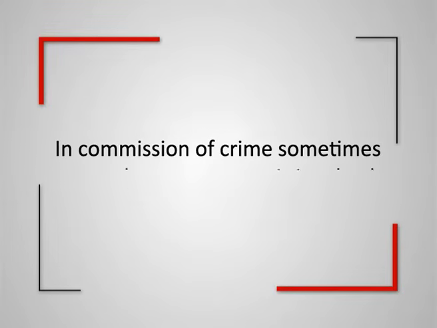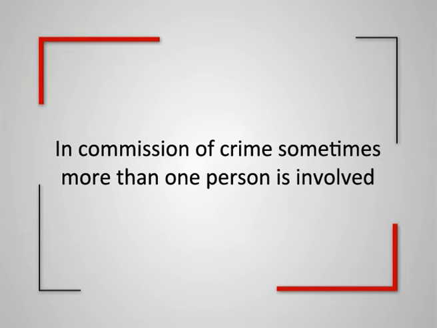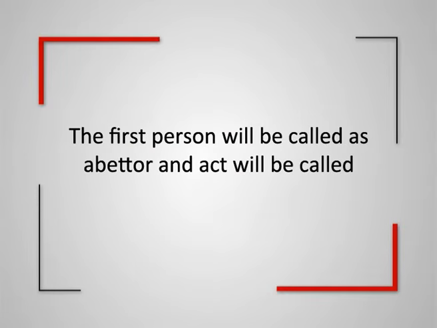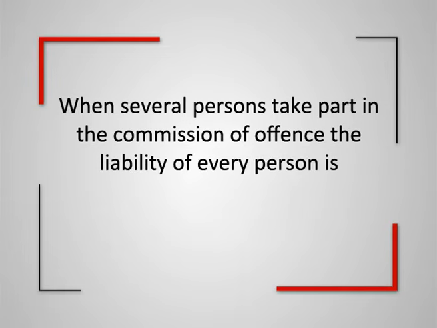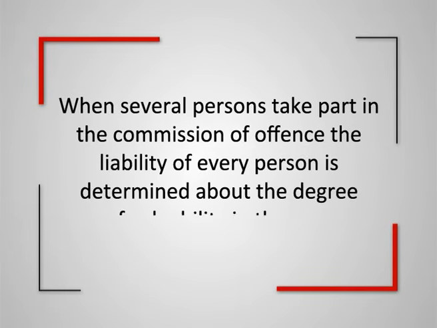In commission of crime, sometimes more than one person is involved. Sometimes one person only suggests the actual offender to do the act and the main accused commits the crime. The first person will be called the abettor and the act will be called abetment. When several persons take part in the commission of an offence, the liability of each person is determined by the degree of culpability in the case.